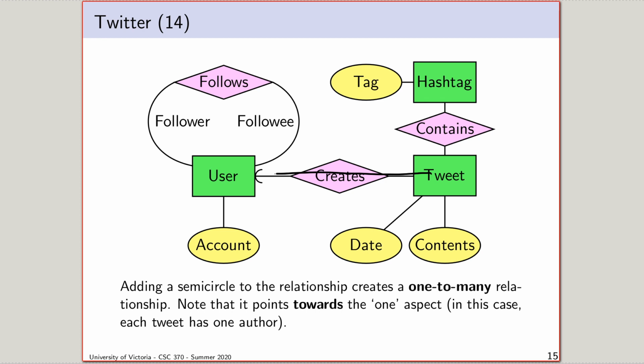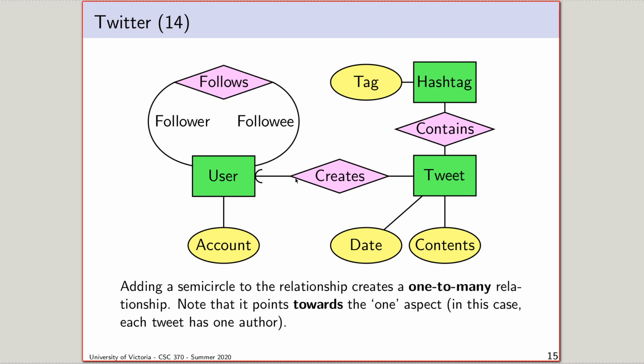So a tweet is created by exactly one user, but if we read the relation the other way, we don't see that arrow at all. It's not pointing in the same direction. A user creates a tweet. So there's no restriction from user to tweet. A user can create as many tweets as the user wants, 0, 1, 1,000, whatever, but a tweet is created by exactly one user. So that's my recommendation for how to read the arrows.